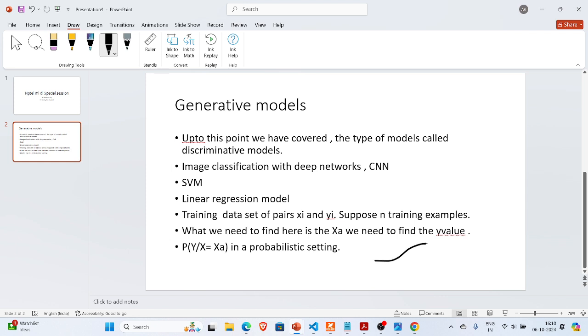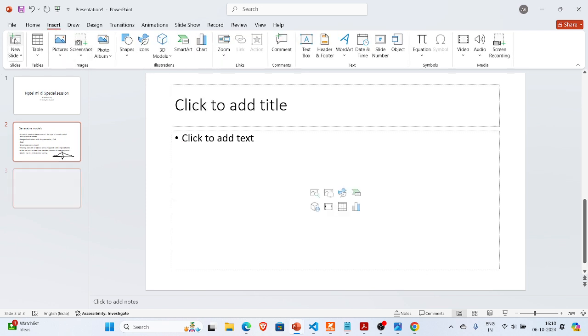So this is our discriminative setting. Suppose at this value it is giving the maximum. So this is the value of y we're going to take, the mean value. So y mean is this one, and this is our estimation of y. So this is the idea here.